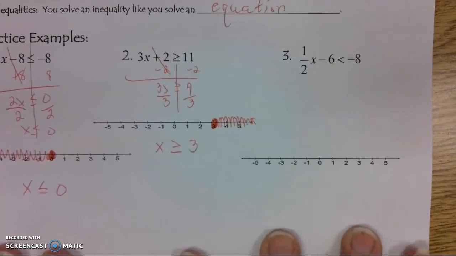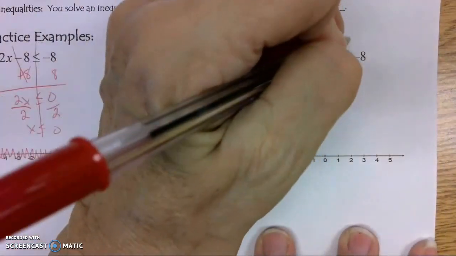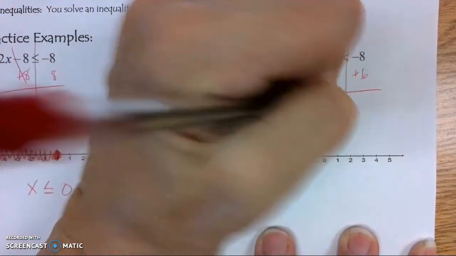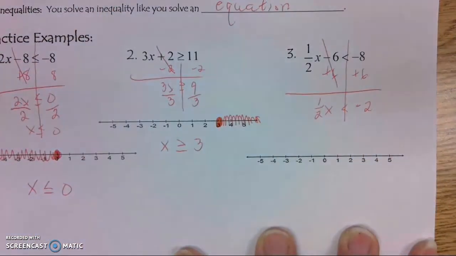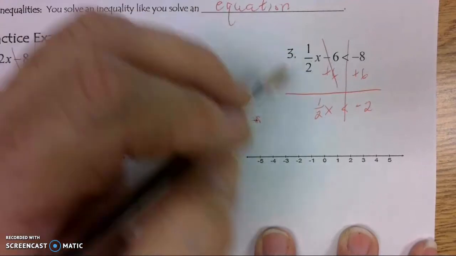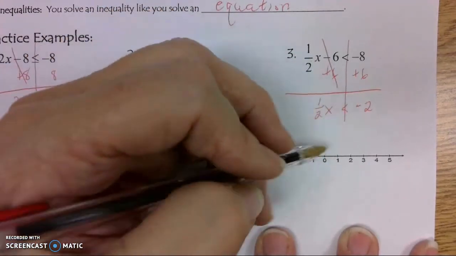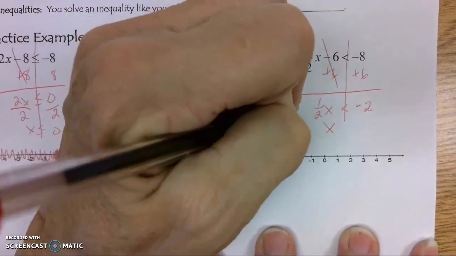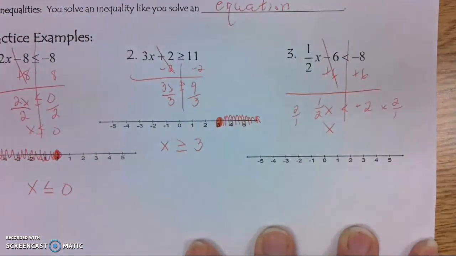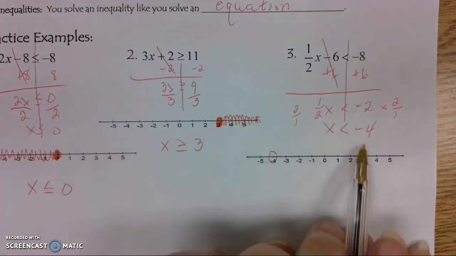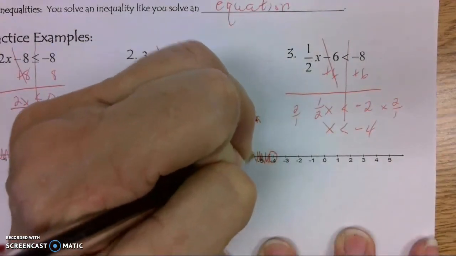And then finally on number 3, I have multiplication, subtraction, draw my line, add 6 to both sides. It's going to leave me with 1/2 x less than -2. Now, when I have a half, let's go back to how we divide fractions. So I'm going to divide both sides by a half. So 1/2 divided by a half is the same as 1/2 times 2 over 1, which leaves me with x. So I multiply by 2 over 1, and then I multiply by 2 over 1 on the other side, and x is less than -4. Go to my graph, put an open circle on -4, because there's no line underneath there, and shade to the left.